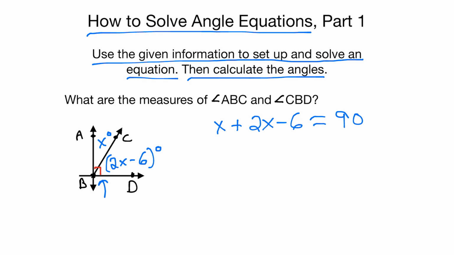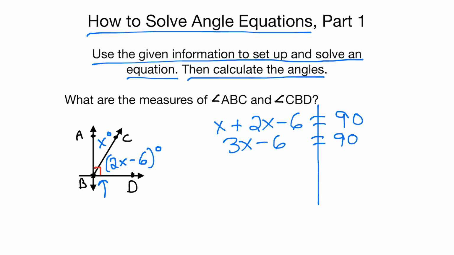So we're going to draw a line down our equal sign. Combine like terms on the right. We have x, which is 1x, plus 2x is 3x, minus 6 still equals 90.